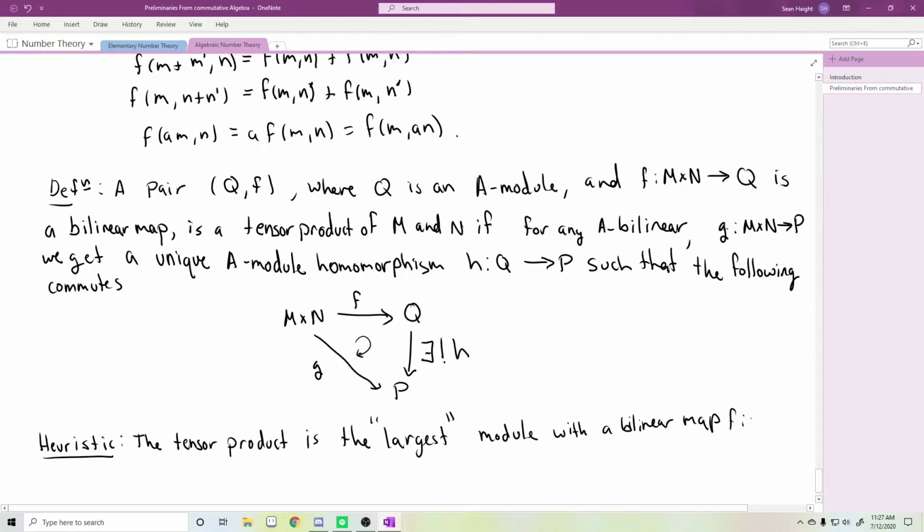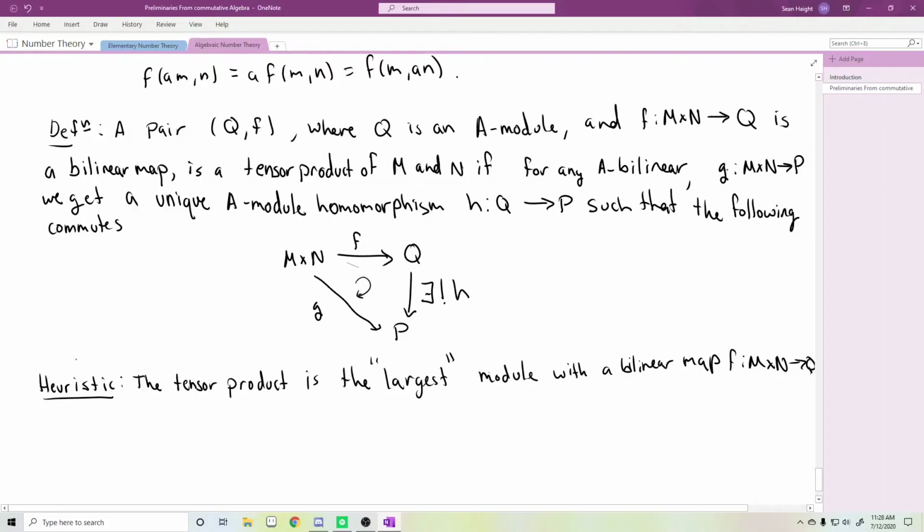F from N cross N to Q. So what I mean when I say largest is that any other pair of a module and a bilinear map, that map has to factor through Q in some way.